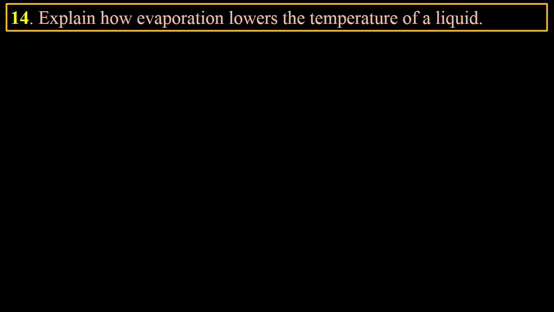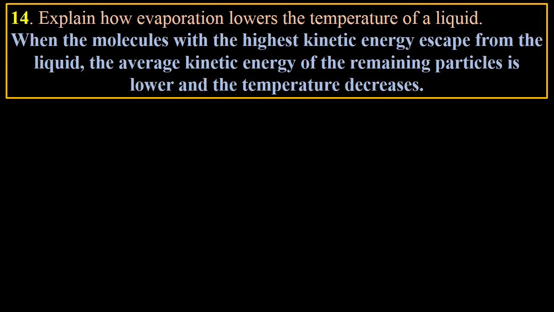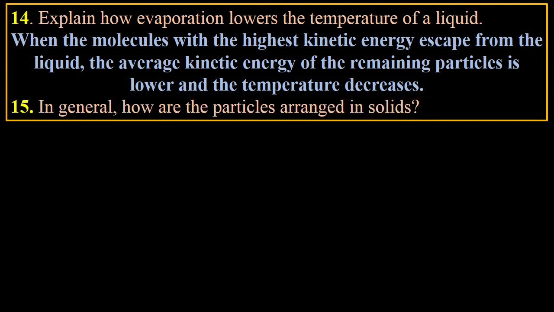Okay, now, explain how evaporation lowers the temperature of a liquid. Well, when something evaporates, it's going to take energy with it. When the molecules with the highest kinetic energy escape from the liquid, the average kinetic energy of the remaining particles is lower and the temperature decreases.